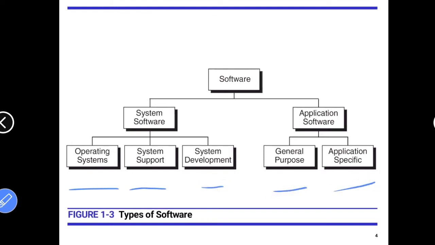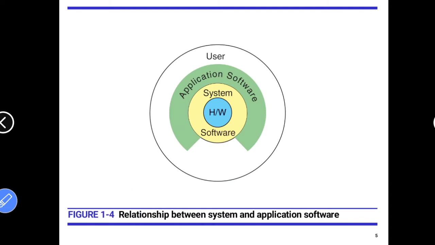operating system, system support, system development, general purpose, and specific applications. Now let's come to our next topic: how the hardware, operating system, application software, and user are connected. Suppose you are the user and you go to a laptop or computer. You see the output device, the output screen. If you work on a computer there is a monitor, and if you work on a laptop there is a screen. This is the output screen where the user interacts, through an input device, keyboard or mouse.